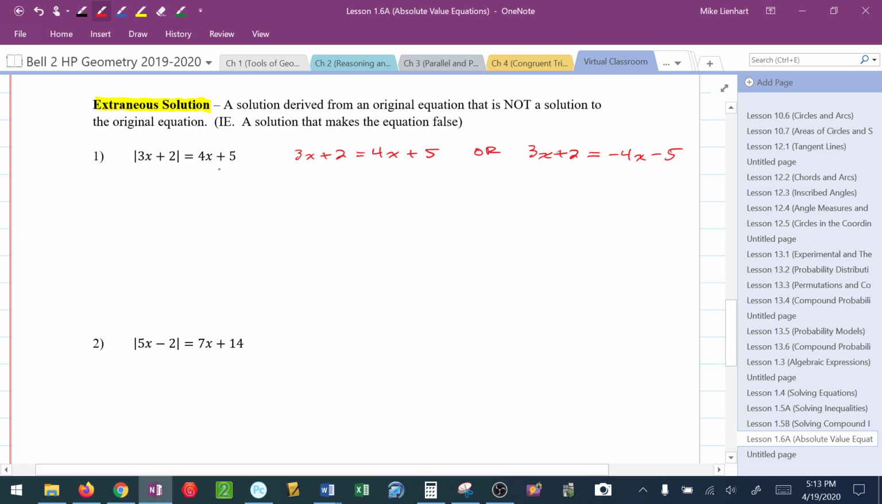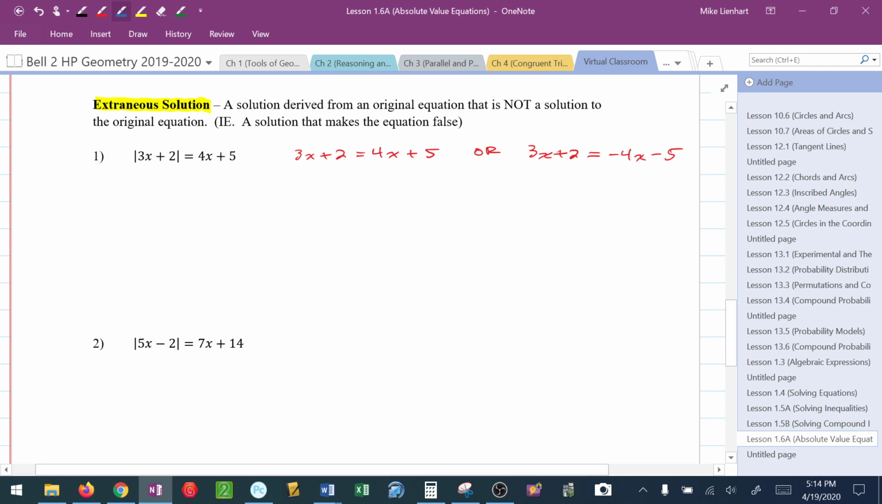Now, if you notice, this was the first example that we had that had variables both in the absolute and outside the absolute. All right? That actually indicates to me, watch out, you may or may not, but chances are you're probably going to have an extraneous solution. The problem is you don't know which one is going to give you the extraneous solution. So I'm going to solve each one now.